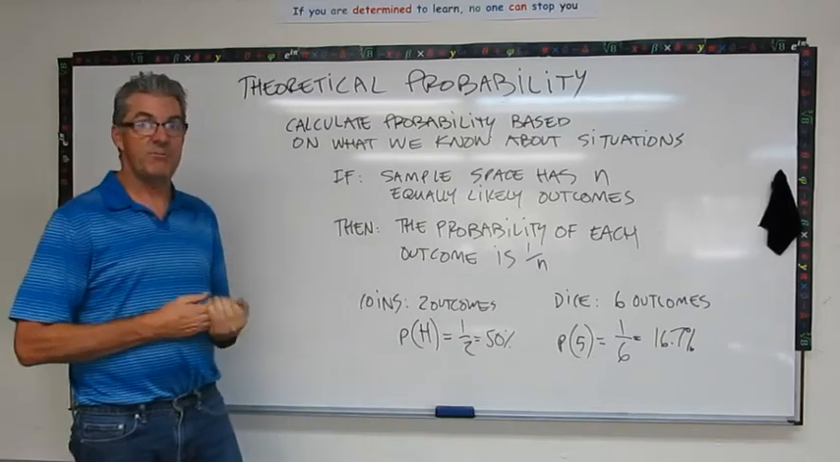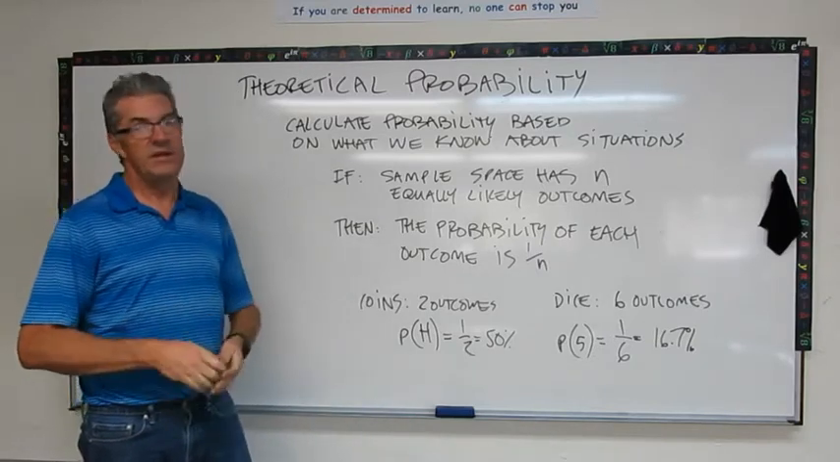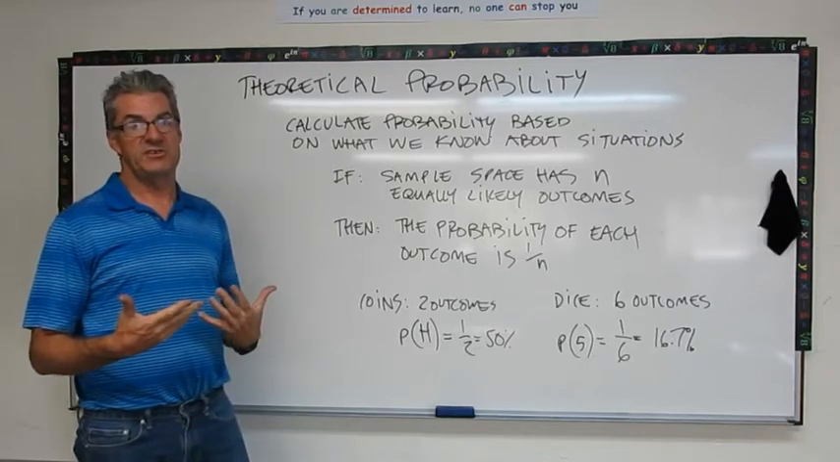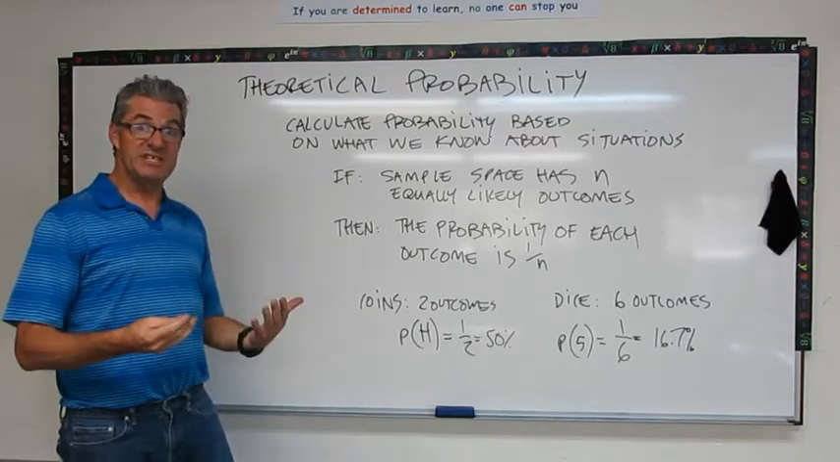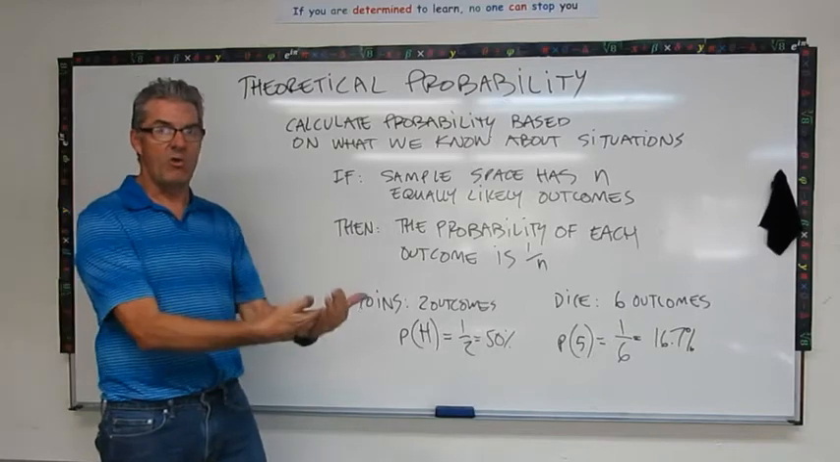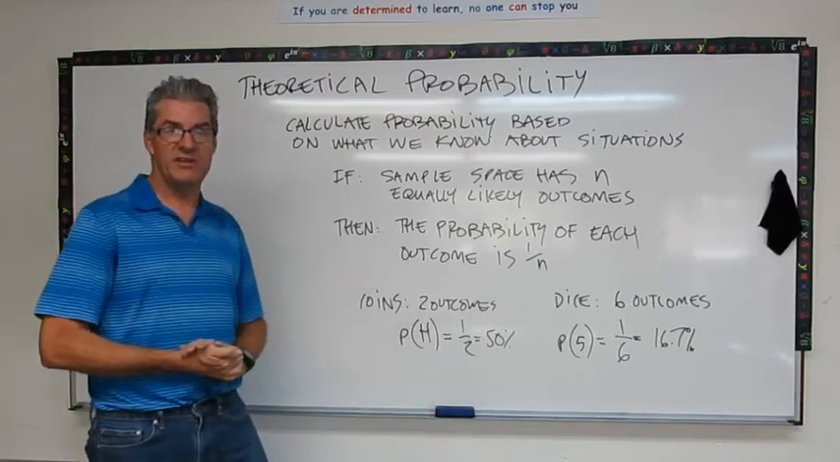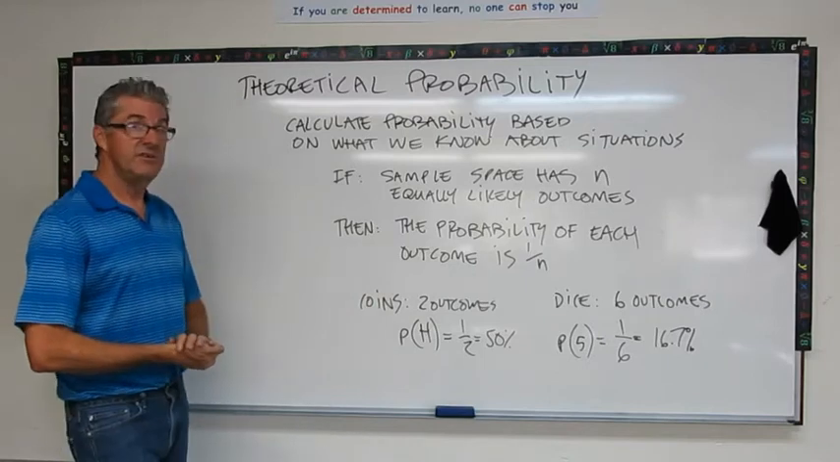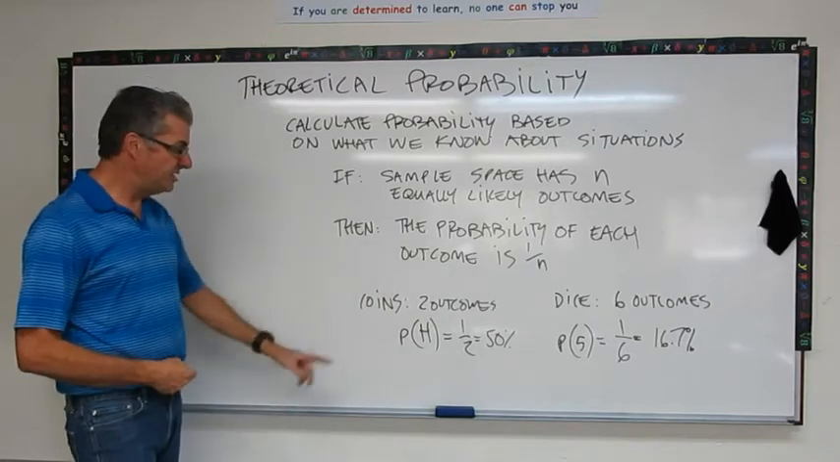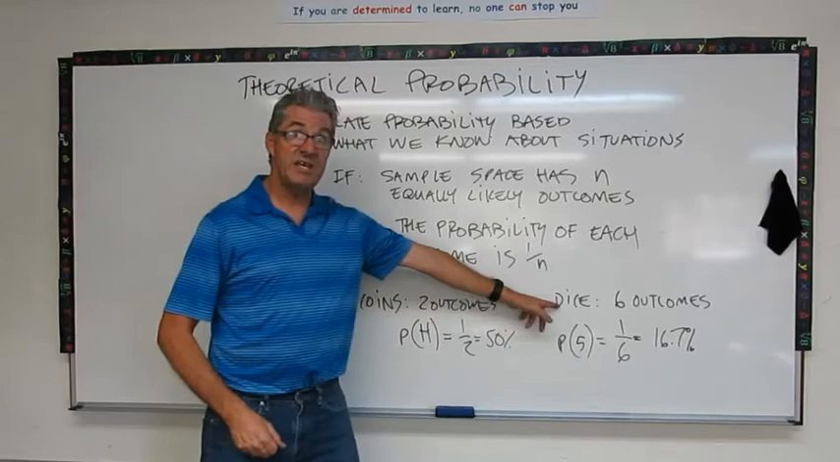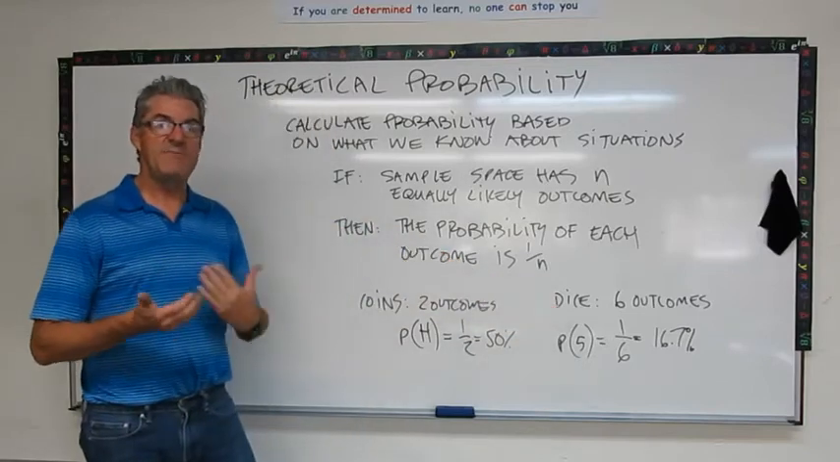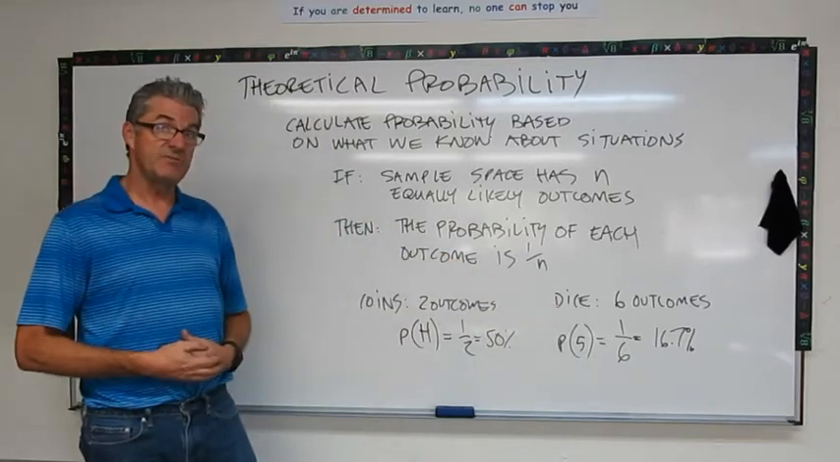Asking questions about preferences for large groups of people, we need experimental data to do that. During election season, you see people doing polls all the time, and polls are used to predict the outcome of an election. It's the same kind of thing. So with theoretical probability, we deal with things like coins and dice because we know how they behave, and we can make certain assumptions about that.